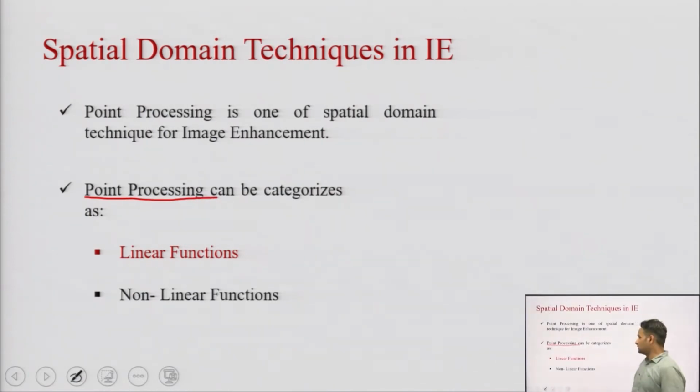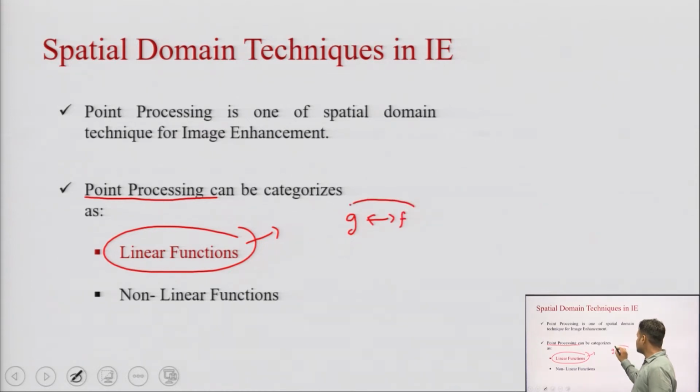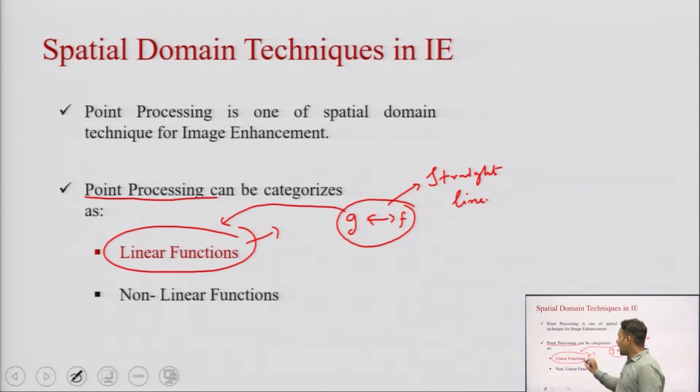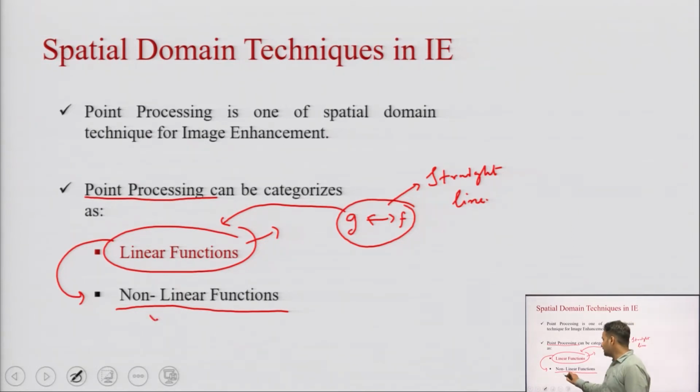Related to the previous technique, point processing, we covered the linear function, where you can observe the relation between g and f provides the relation of a straight line. That kind of relation shows a linear function. In this lecture, we will talk about non-linear functions. If a function is not linear, then it follows another kind of relation between them, called a non-linear relation.